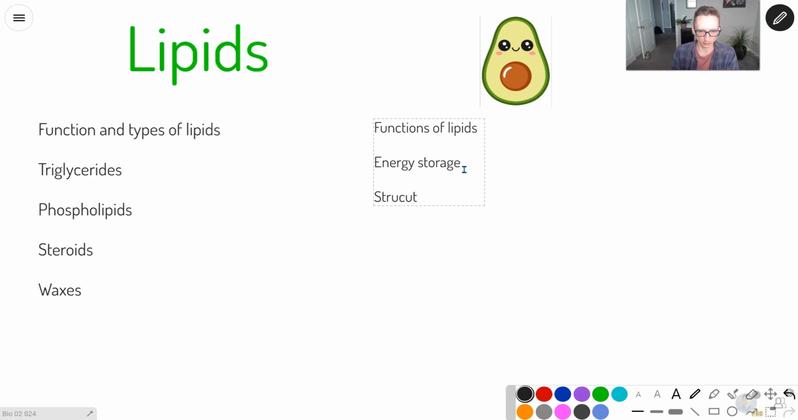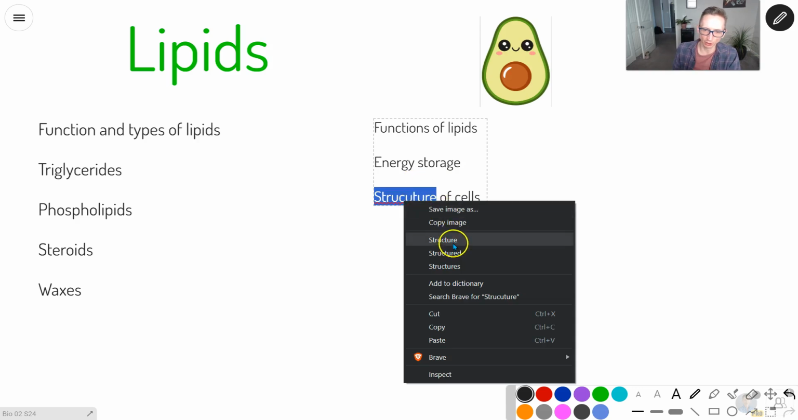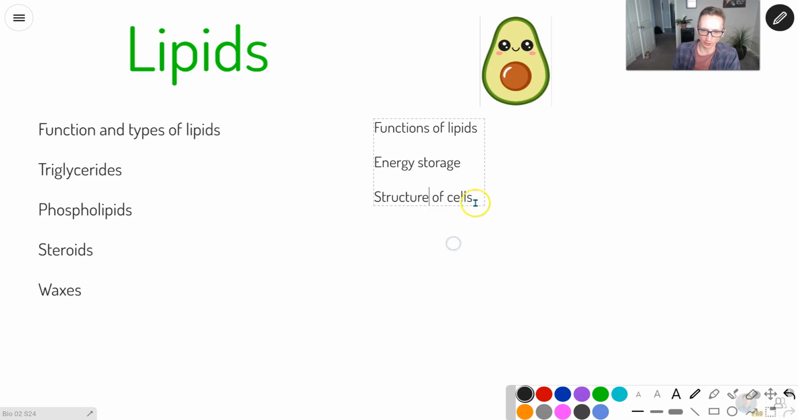Structure of cells. We could not have cells without lipids, and we'll talk about how that works. So they actually build the cells themselves. Also used in cell signaling and communication.